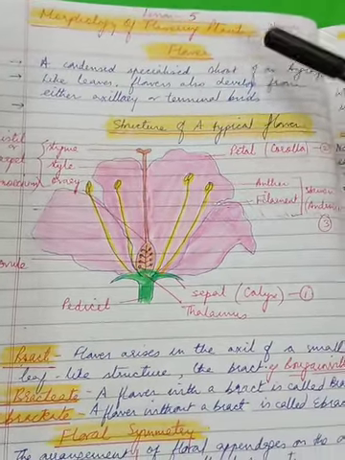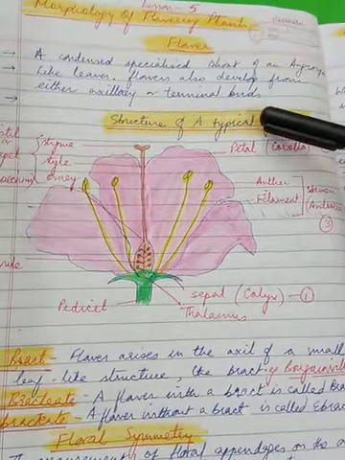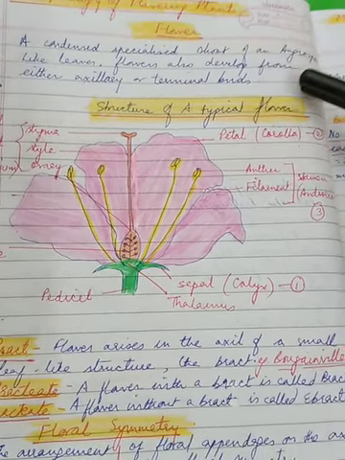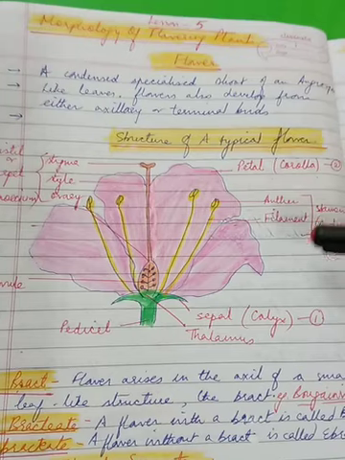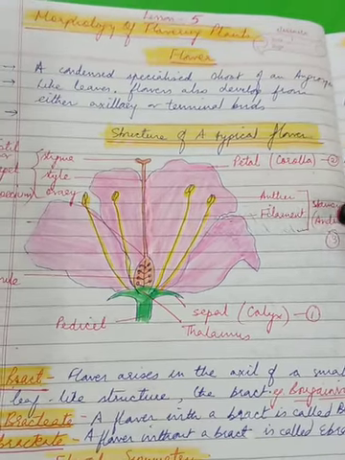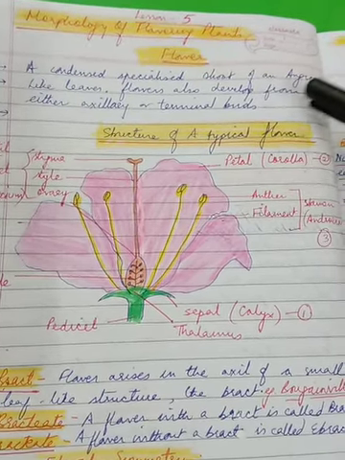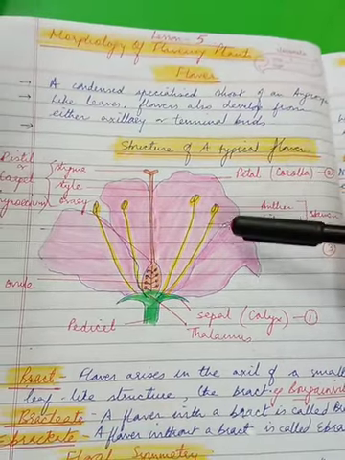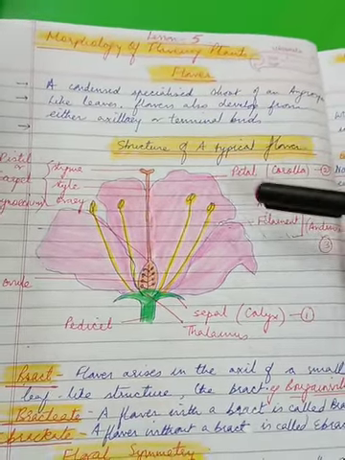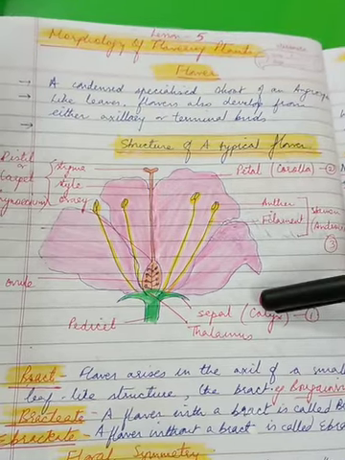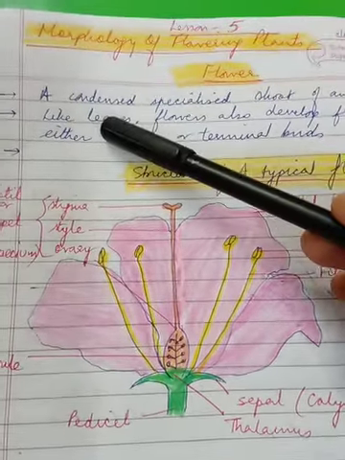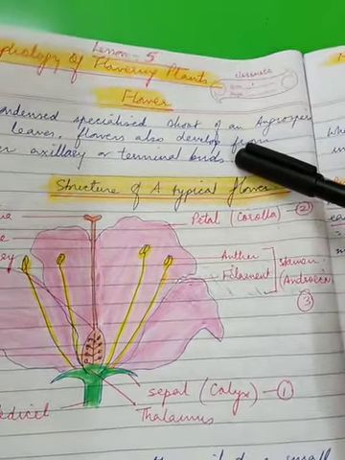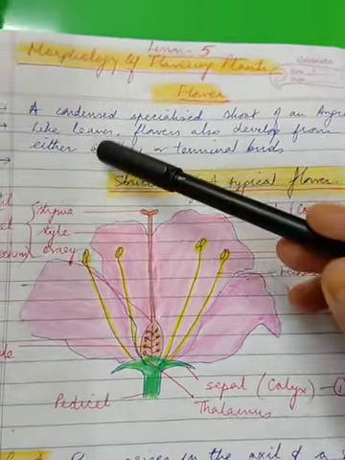Now we already know that reproduction is the most important function of any living organism for the survival of species, and this in flowering plants is performed by the flower. So what is a flower, children? Usually we know flowers as the most beautiful and conspicuous part of a plant, but by definition a flower is a condensed, specialized shoot of an angiospermic plant.